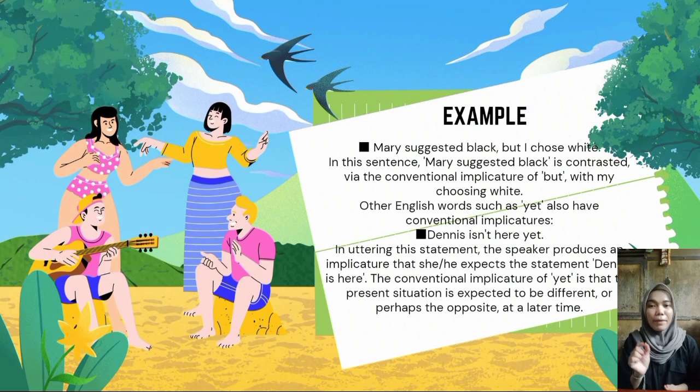For example, "Mary suggested black, but I choose white." In the sentence, Mary suggested black is contrasted via the conventional implicature of "but" with my choosing white. Other English words such as "yet" also have conventional implicatures. For example, "Dennis isn't here yet." In uttering this statement, the speaker produces an implicature that he expects the statement "Dennis is here." The conventional implicature of "yet" is that the present situation is expected to be different, or perhaps the opposite, at a later time.